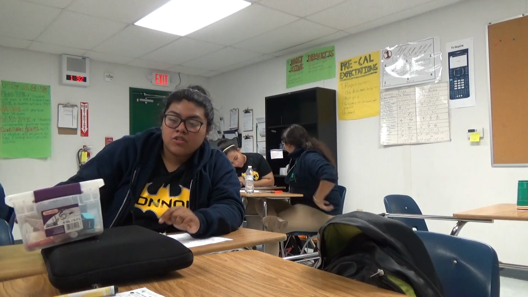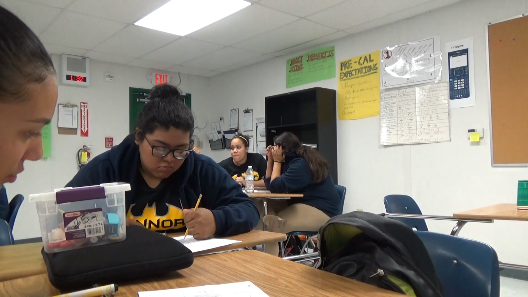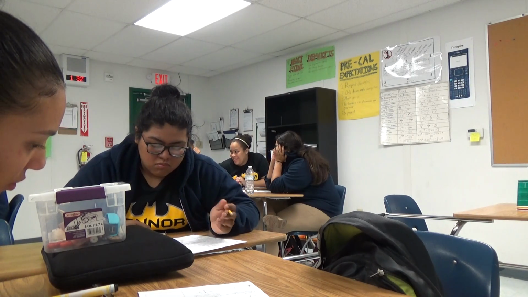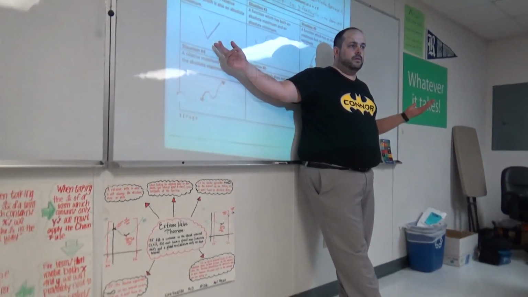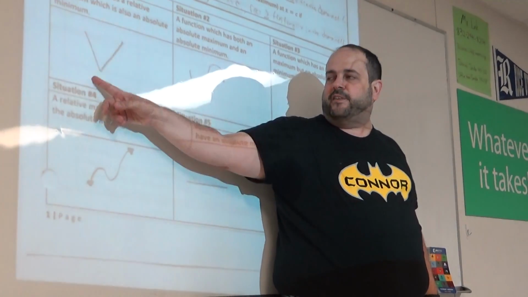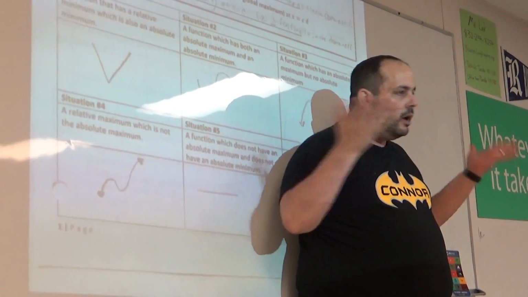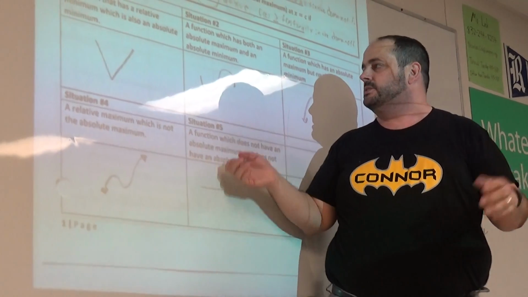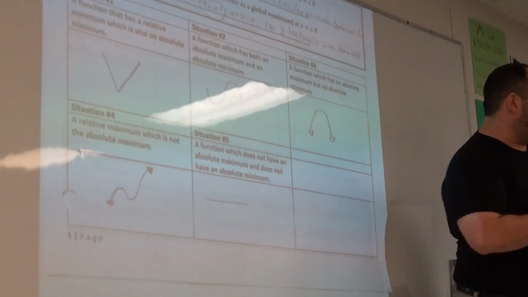What did you draw for the last one? I'm gonna borrow Chris. All right, so Christian has been voluntold here. We got a function that has a relative minimum, which is also an absolute minimum. Does this work? Right, relative minimum because the function changes from decreasing to increasing. Absolute minimum because it's the lowest point. Done. Just some definitions.